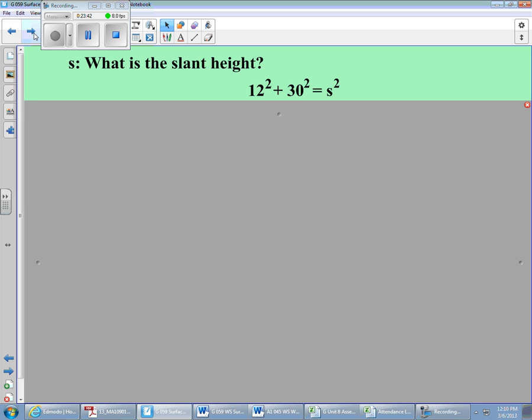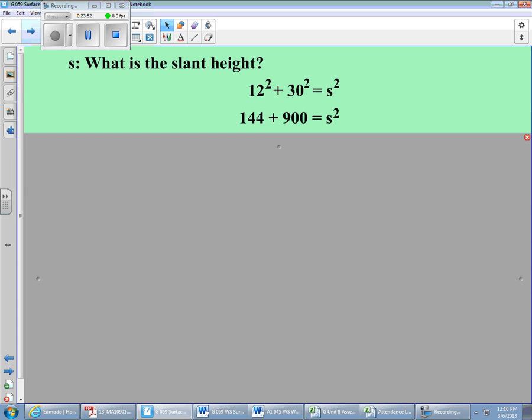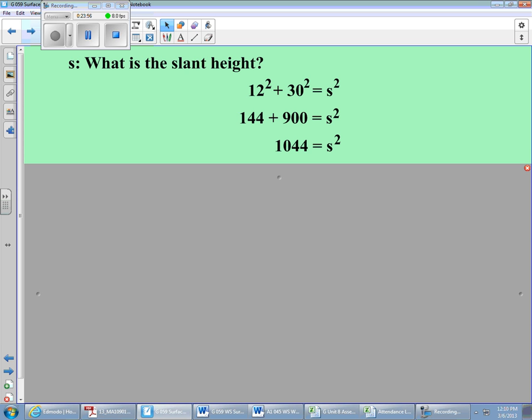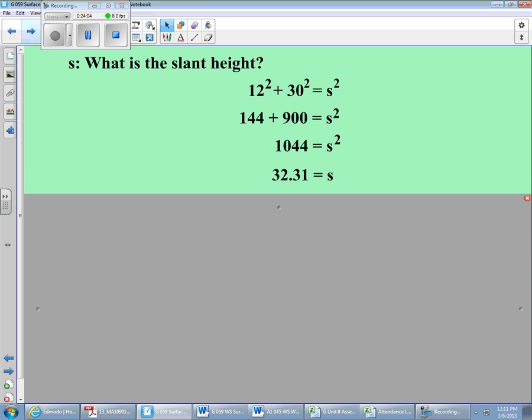We've got some bigger numbers to work with here, probably big enough that some people would be uncomfortable with them. Hopefully, we know that 12 squared is 144. 30 squared is 900. 144 plus 900 is 1044. That equals s squared, but of course we don't want s squared, we want s, so we'll take the square root of both sides, and we'll end up with something in the ballpark of 32.31. It's just a number. We'll hold on to it because it's going to get plugged into our surface area formula later on.